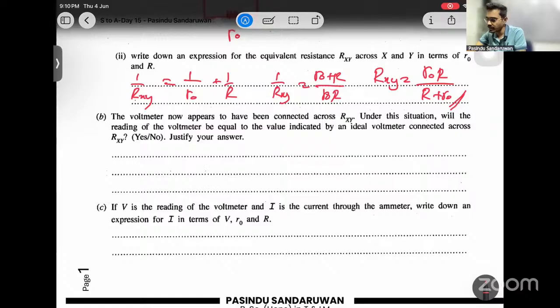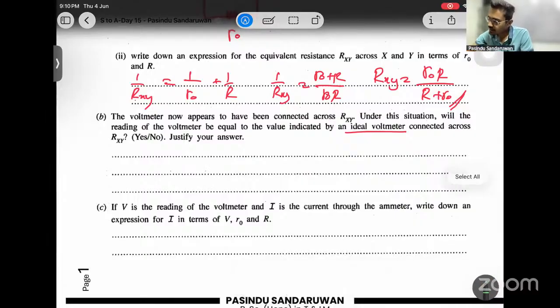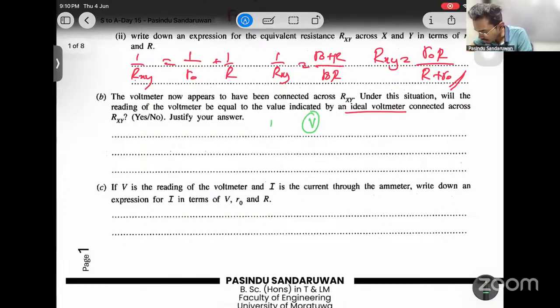Next, D. The voltmeter now appears to have been connected across RXY. Under this situation, will the reading of the voltmeter be equal to the value indicated by an ideal voltmeter? Yes or no? Justify your answer. Now first you have to know what an ideal voltmeter is. This is the explanation part, not the answer. In an ideal voltmeter, resistance is infinity.